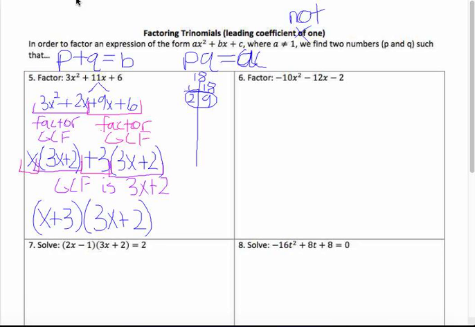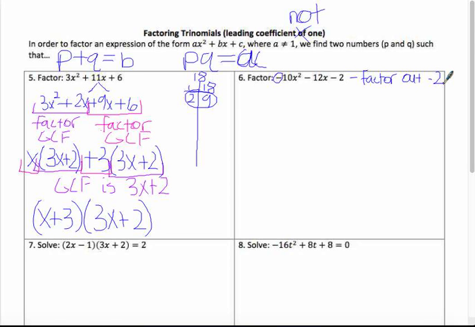So in the second example, there's a wrinkle here. I don't like when I have negatives here. It's annoying when you have a negative leading coefficient. So I'm going to factor out a negative first. And in fact, not just factor out a -1, all these terms are even. So I'm going to factor out a -2.